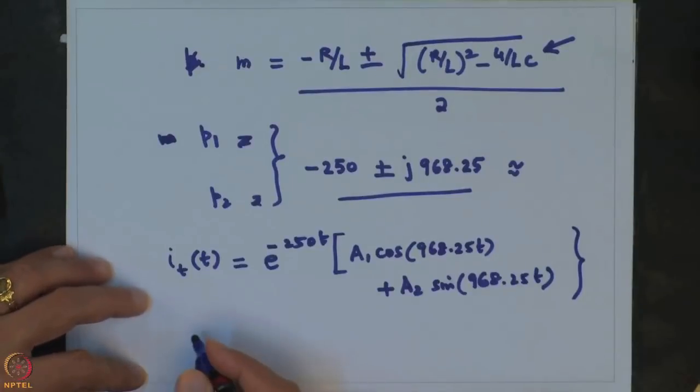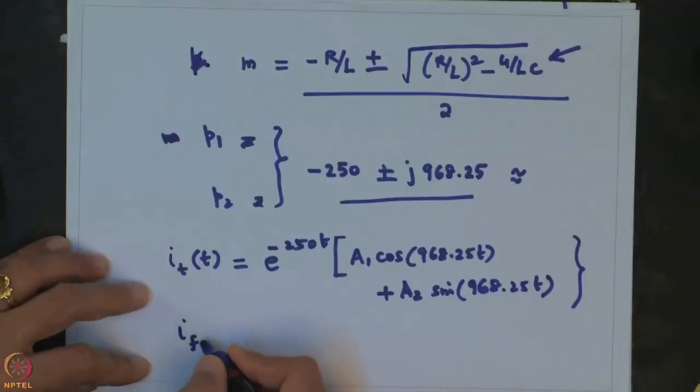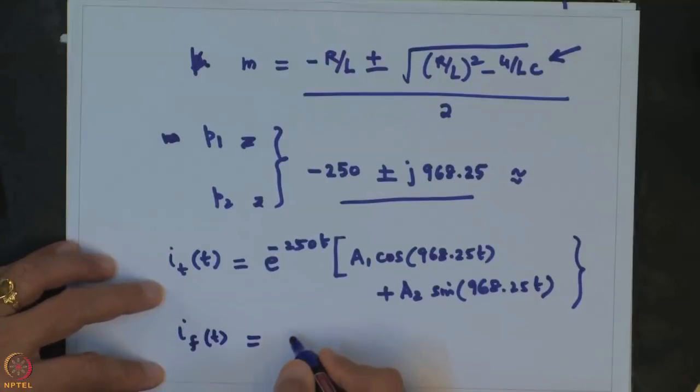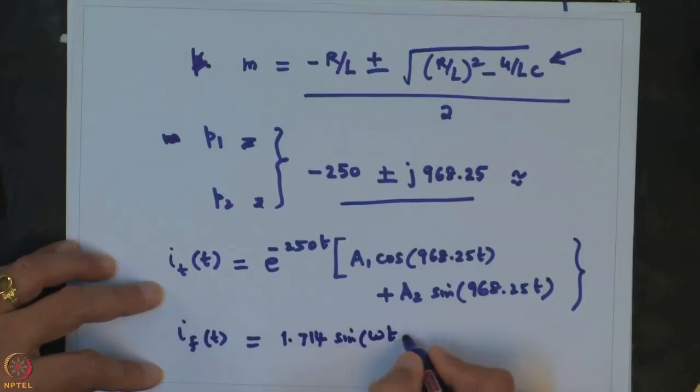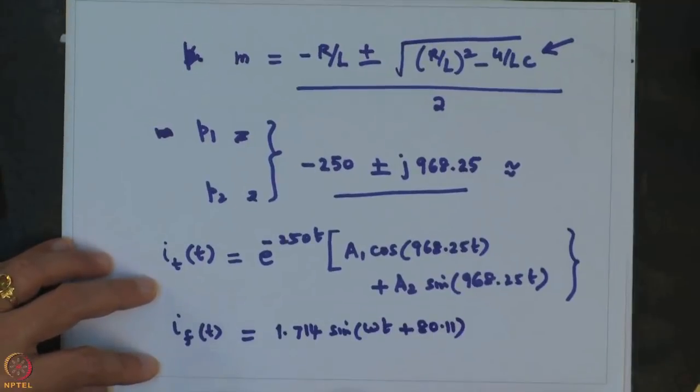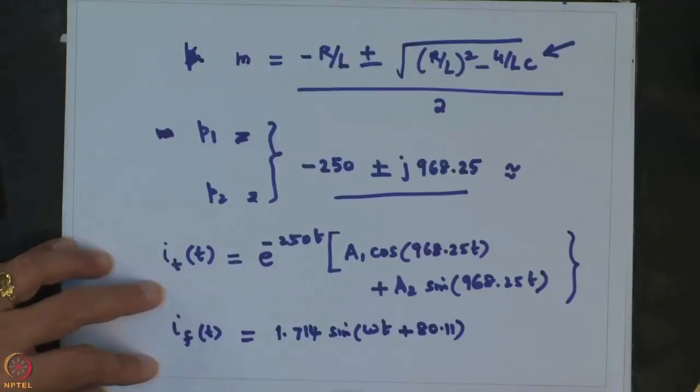Now, let us find out the forced response also for this given network, so that we can then add the natural response and the forced response, solve for the constants A1 and A2 using the boundary conditions, and then substitute back in the expression and get the complete response. So, what is the forced response in this case? I F of t, the forced current response, turns out to be 1.714 sine of omega t plus 80.11. How do we get this? We got this simply by using the fact that the forced current a long time after the switch has been closed would be given by the applied voltage V AC divided by the net impedance Z.